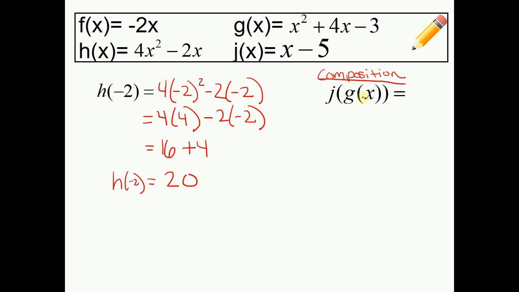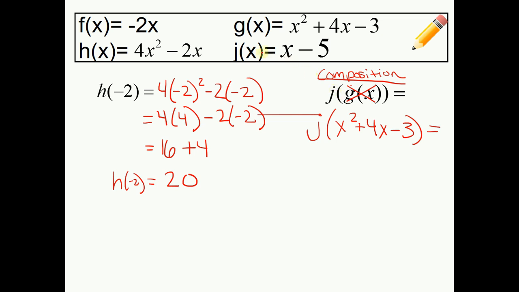Let's write it so it doesn't look as creepy. Let's actually write what g of x means. What is that function? So I will now have j of x squared plus 4x minus 3. All I did, guys, was take that g of x and plop it where it was. So now all this is saying, kind of like h of negative 2, is into j, wherever you see your x, instead put x squared plus 4x minus 3.